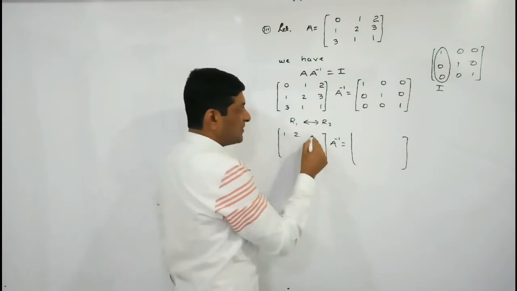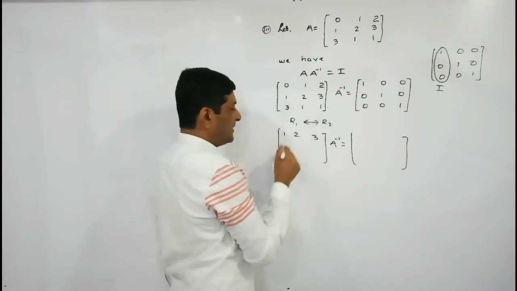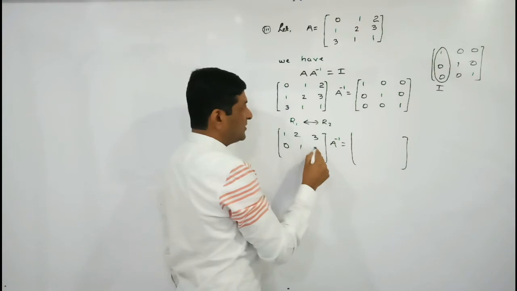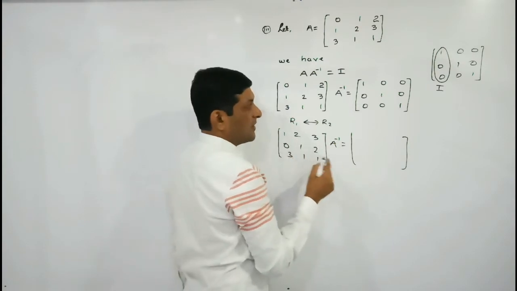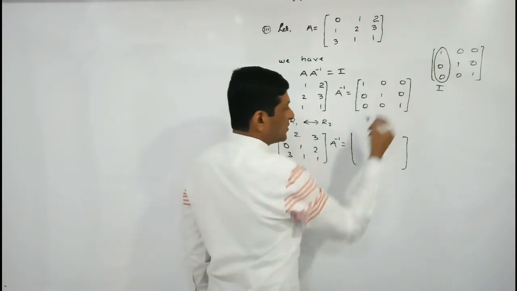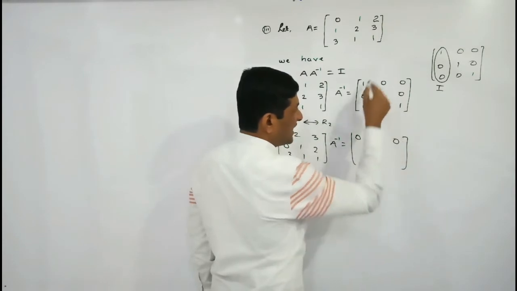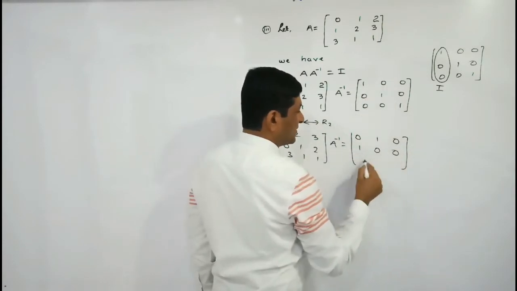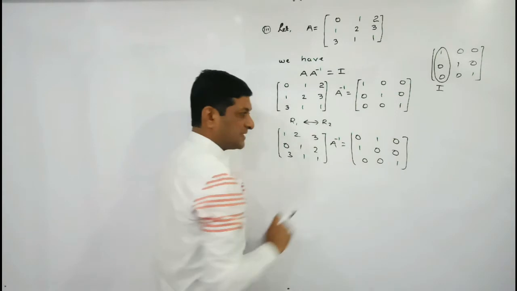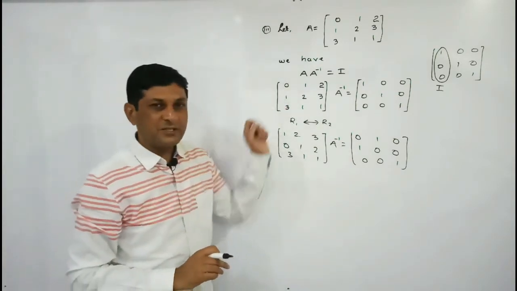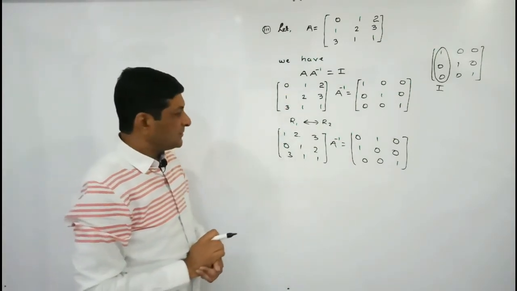So here we will get 1 2 3, and the elements of the second row are 0 1 2. Keep the elements of the third row as it is. Perform the same operation on this side: 0 1 0, keep it as it is, and here we'll get 1 0 0. Keep 0 0 1 as it is, isn't it? In this way, we are simply interchanging the elements of 2 rows.